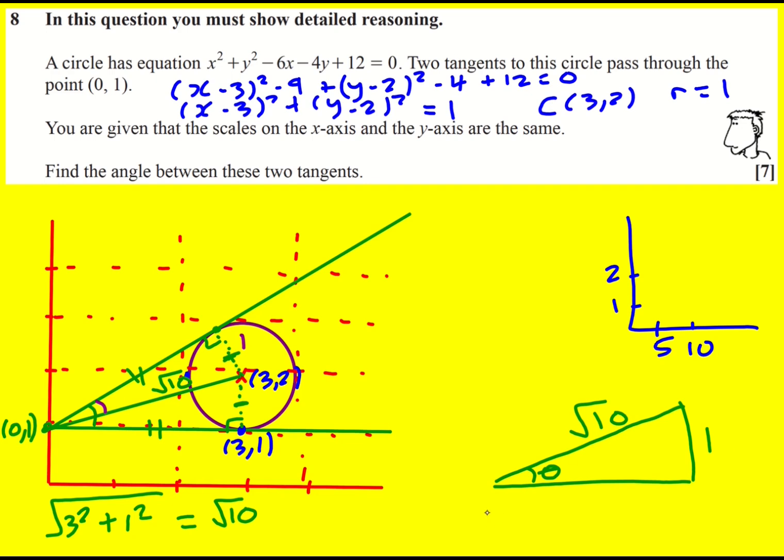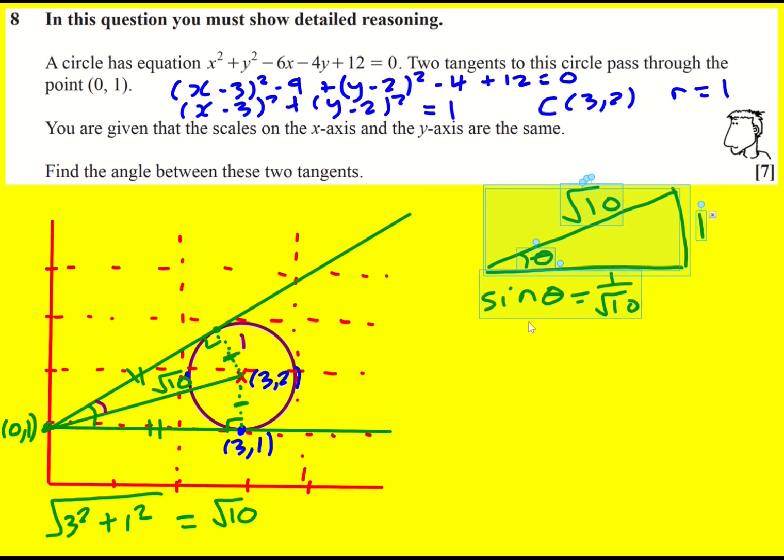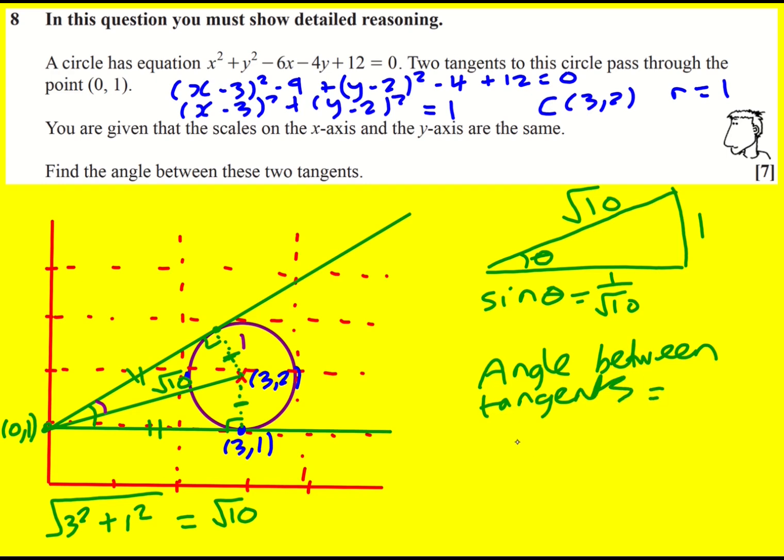I've got my opposite and my hypotenuse. So sin θ is 1 over root 10. And therefore we can do inverse sine. So the angle between the tangents is going to be inverse sine of 1 over root 10 to find theta, and I just then need to double it.